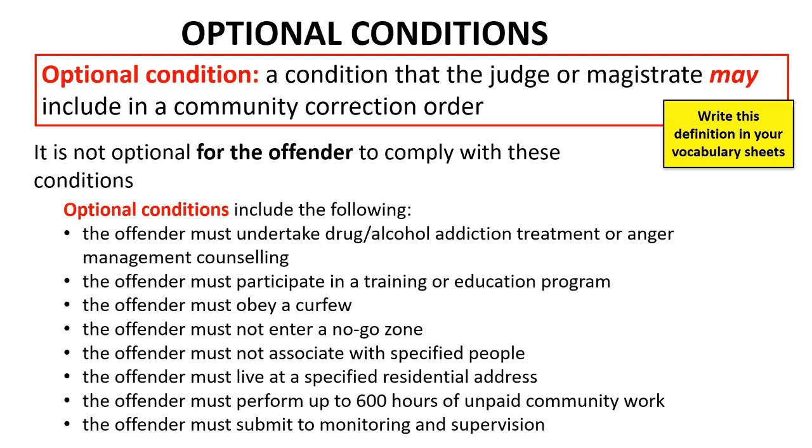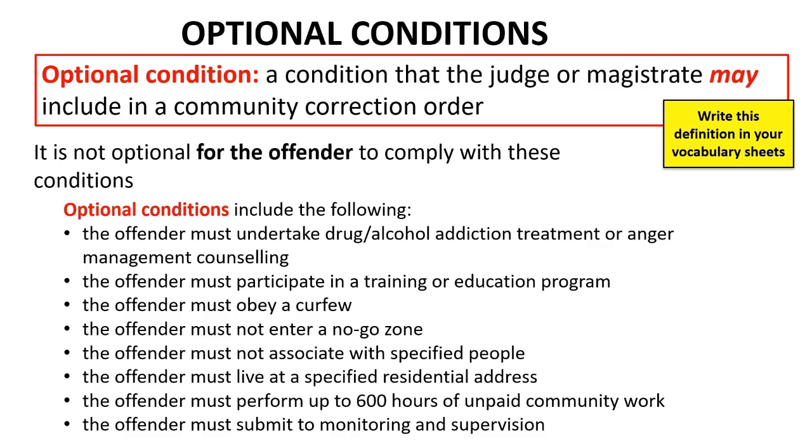An optional condition might require the offender to participate in a training or education program. This will be appropriate where the purpose is to assist the offender to obtain a job so that they are able to earn money and use their time productively rather than fall into a life of crime. An optional condition might require the offender to obey a curfew. This means, for example, that the offender must be home by 10 p.m. each night. This condition can be imposed where the offender has been causing trouble at night, for instance by vandalising property under the cover of darkness.